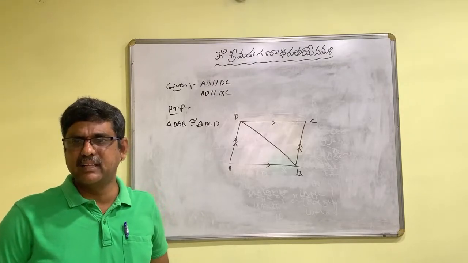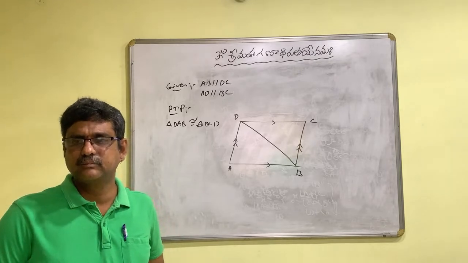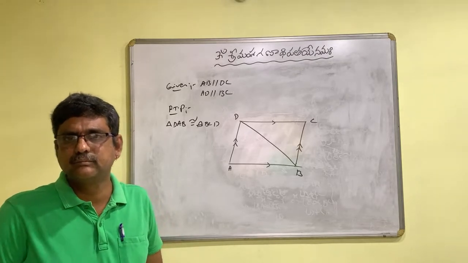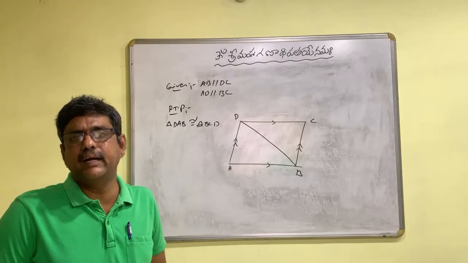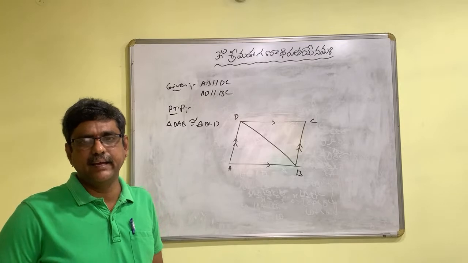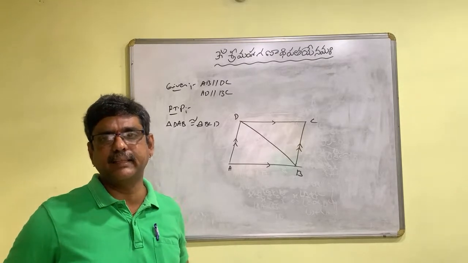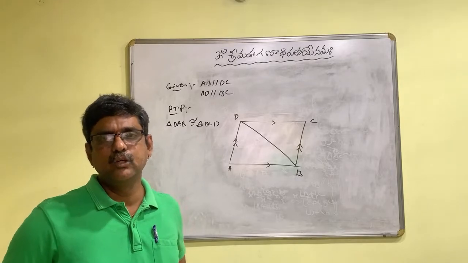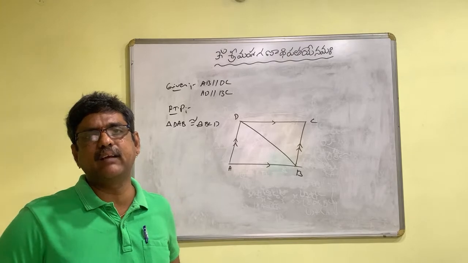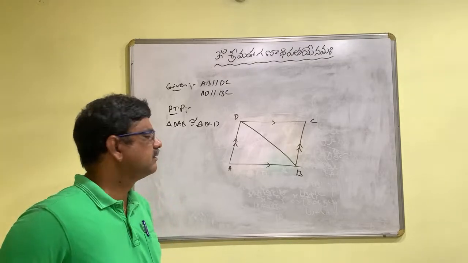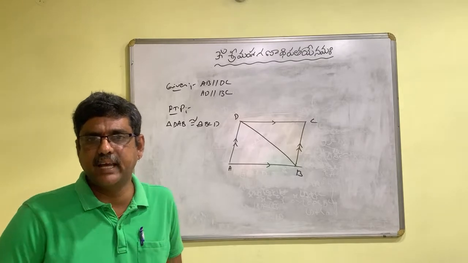Congruency criteria of triangles. See, in order to prove two triangles are congruent, we have criteria, SAS, ASA, SSS. We need to use criteria. To use them, first we need to write the equal parts. What are the parts equal? DB common side, okay, I'll accept it.